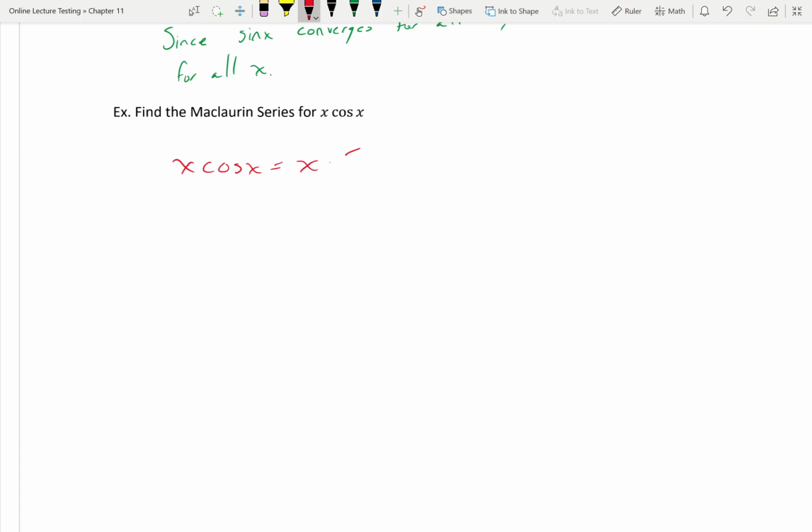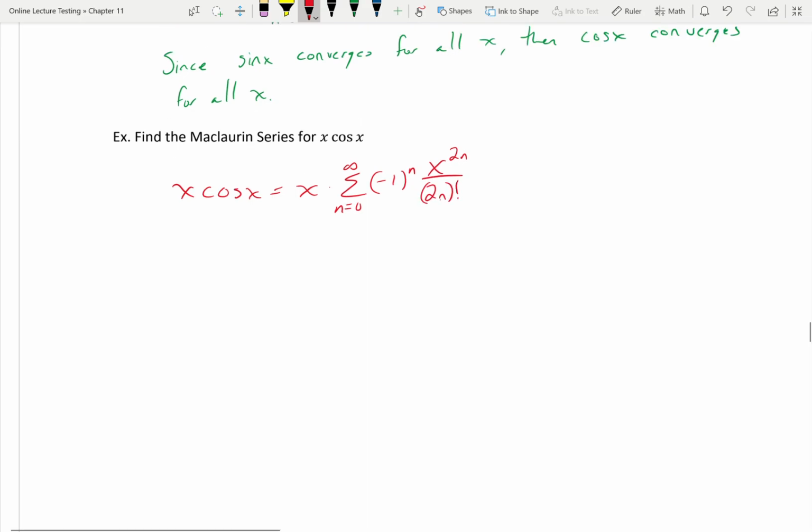X times the series as n goes from 0 to infinity of -1 to the n x to the 2n over 2n factorial. Remember here, x is a specific value, so it's treated as a constant. And since n is our index, if I multiply by x in here, I'm not changing anything. It's not a value by n, so it's the same thing as if I multiply by 3.